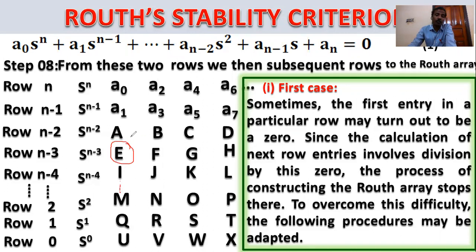Then what is the magnitude of I? I equals (E times B minus A times F) divided by E. So with E zero, this is undefined. This is the special case. Since the calculation of the next row's entries involves division by this zero, the process of constructing the Routh array stops there. To overcome this difficulty, the following procedure may be adopted.